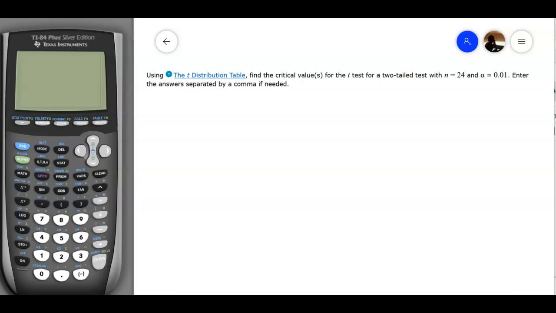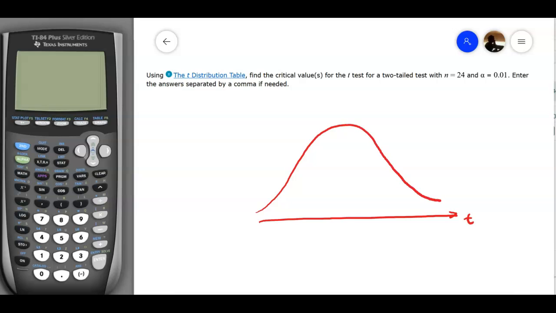All right, so what we're required to do here, I'm going to be using the calculator, so a graphing will definitely help. So this is my t distribution here, this is my t bell shape, and the middle, of course, is going to be the mean 0. Now if I am having a two-tailed distribution, it means I have one tail on the right and I have another tail on the left, and they are both symmetrical, they are equal to each other.